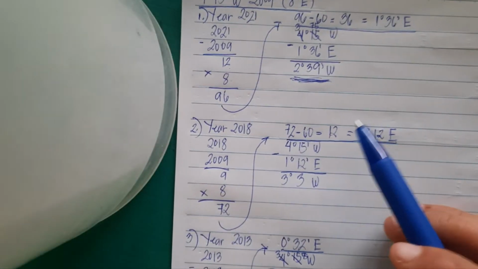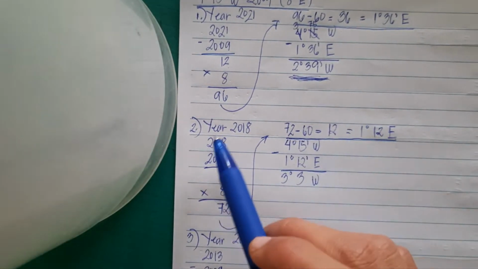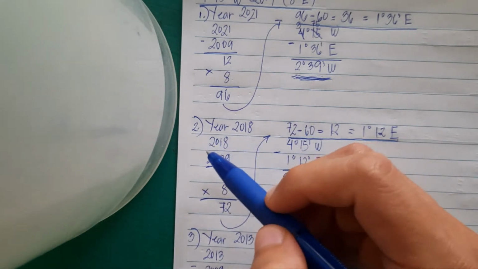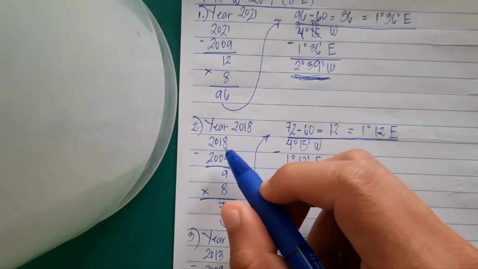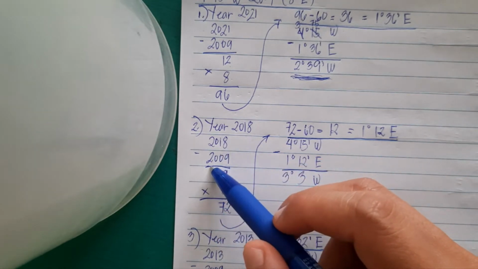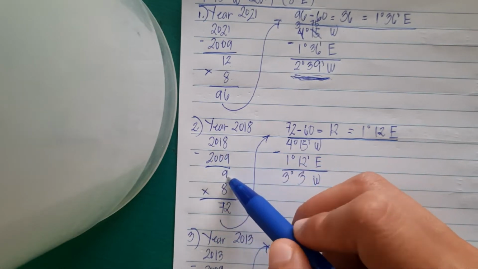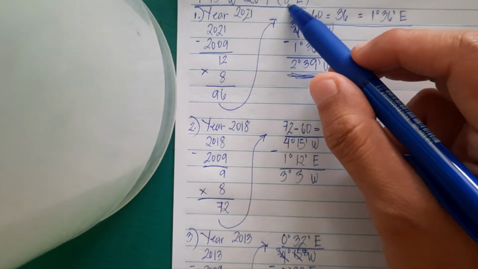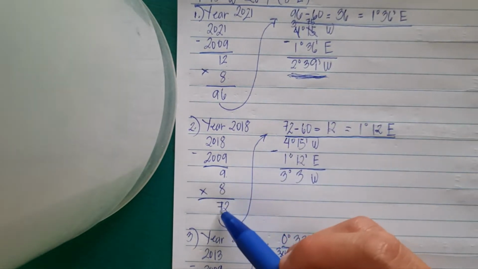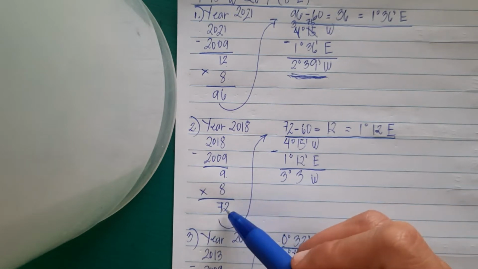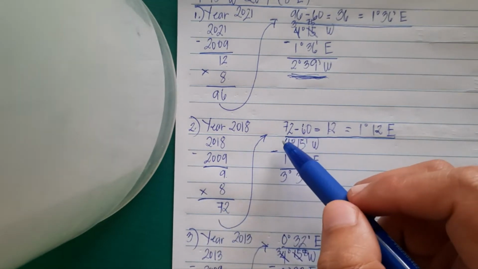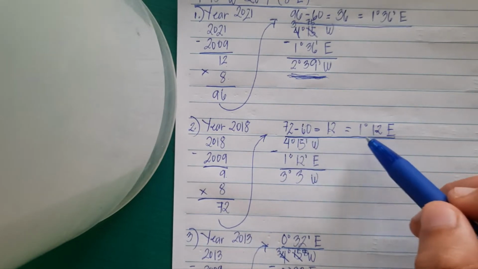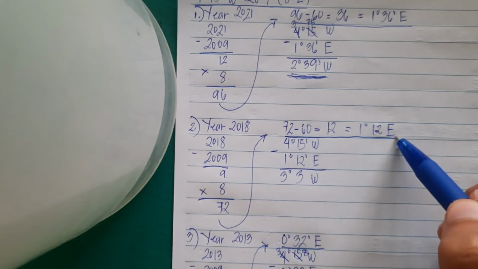The next problem is getting the compass variation for year 2018. First step is get the year difference. 2018 minus 2009, that's 9. And next is multiply it by the annual, which is 8. 9 times 8, that's 72. And 72, we will convert it to degrees. 72 minus 60, that's 12. And that's equivalent to 1 degree and 12 minutes east.